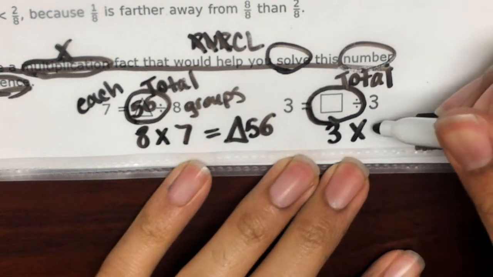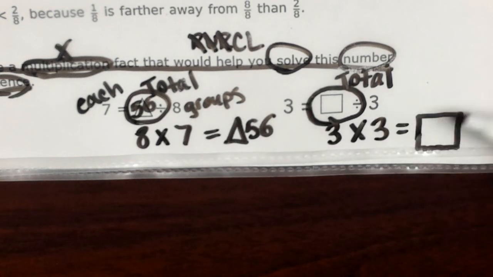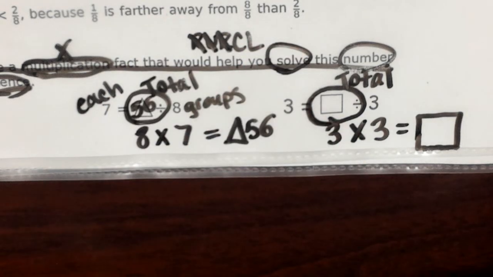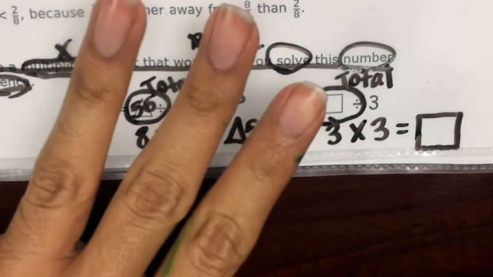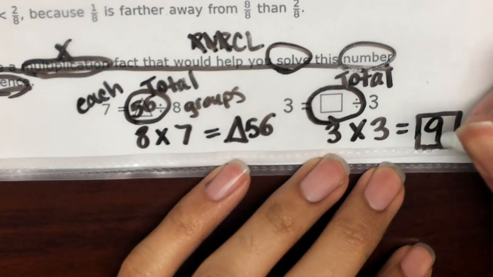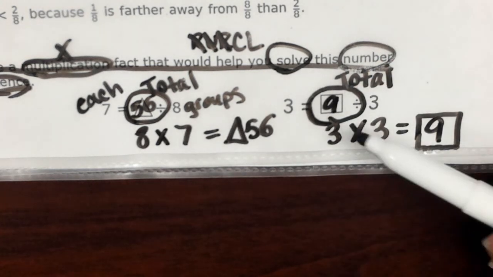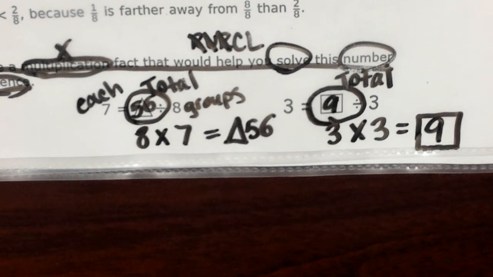And if we multiply 3 and 3, we're going to get our missing number. So let's sing the 3 song until we have 3 fingers. 3, 6, 9. And so our missing number is 9. And that's how you can use multiplication to solve those division number sentences.